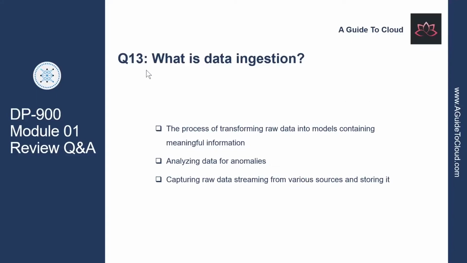So let's look at question number 13. What is data ingestion? Is it the process of transforming raw data into models containing meaningful information? No. Is it analyzing data for anomalies? No. So the correct answer is capturing raw data streaming from various sources and storing it. The purpose of data ingestion is to retrieve raw data and save it as quickly as possible. And the data can be processed and analyzed.